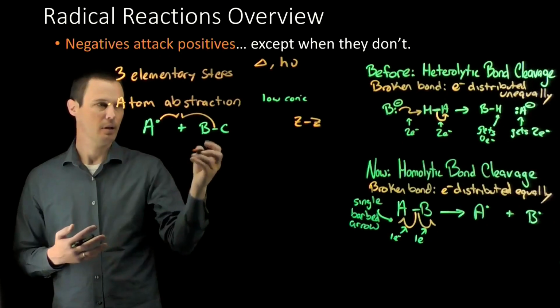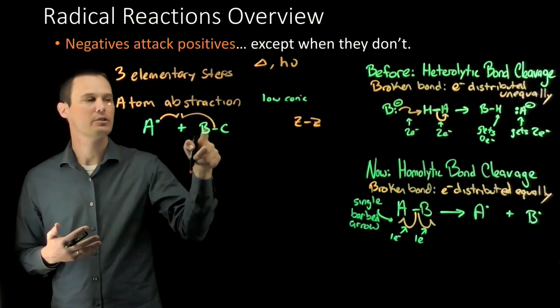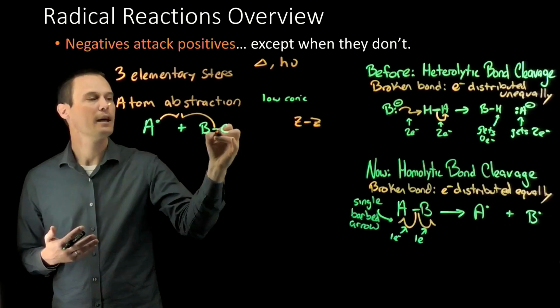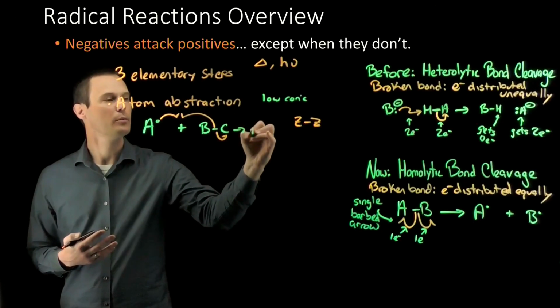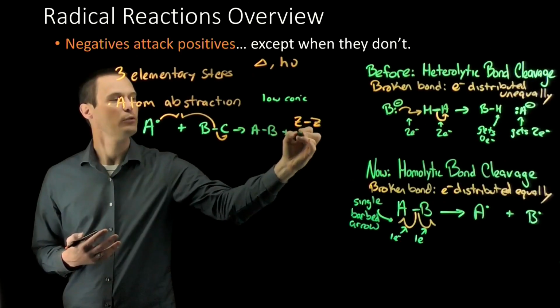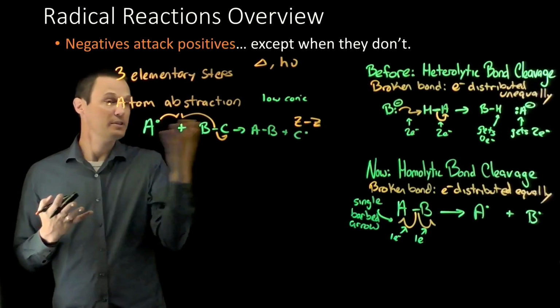between A and B. Now, when we break a bond like this, we must account for all of the electrons. There's still 1 electron unaccounted for. That electron will move on to atom C as a new radical. So we'll form a new bond between A and B, and we'll form a new radical on atom C, whatever atom C happens to be. So this is atom abstraction.